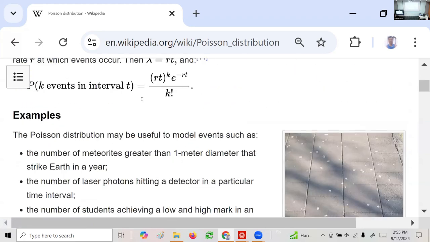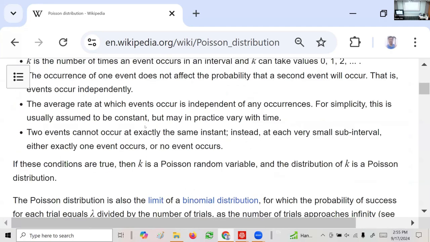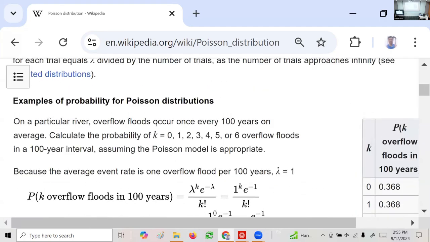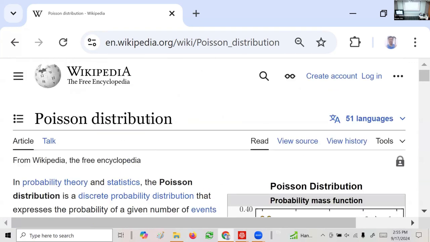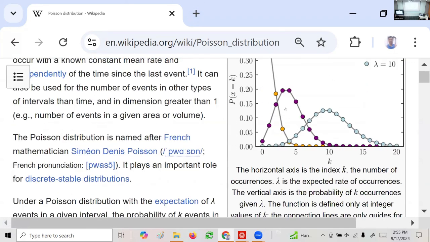Okay. So what is this good for? It's good for things that you don't expect. So it's not like a coin toss. In a coin toss, you have probability P. This you have probability lambda or something, but it's rare. Okay. So this is the Poisson distribution.